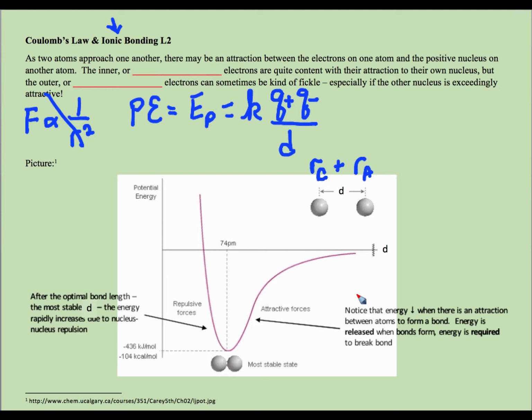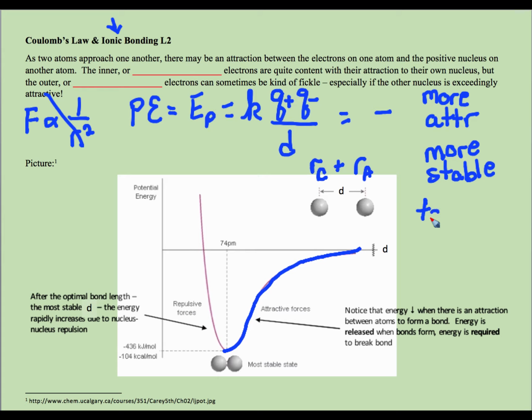As our cation and anion get closer and closer together, I want you to notice that the potential energy becomes negative. That's because a positive times a negative is going to give us a negative potential energy. So negative potential energy is going to be more attraction. It's going to tell us that we're talking about a system that is typically more stable, and it's a system that takes energy to break the attraction.